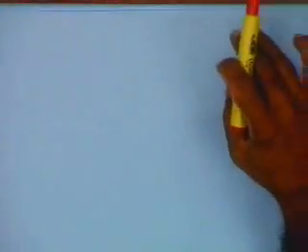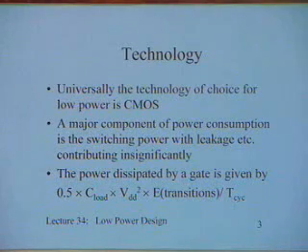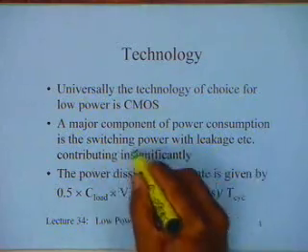And what is the technology? The technology of choice is CMOS. Almost universally, the technology of choice for low power is CMOS. Of course, people are working on other newer technologies, but today the most commercially viable and successful technology is CMOS. The reason CMOS overtook other technologies like TTL, which were faster, was primarily that CMOS has a much lower power consumption. And the reason it has a much lower power consumption is that the major component of power consumption is the switching power.